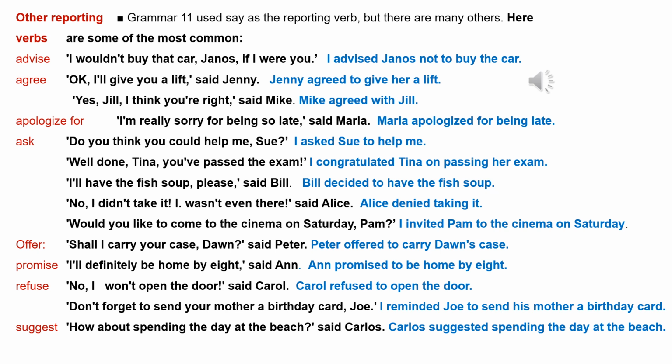Offer: "Shall I carry your case, Dawn?" said Peter. Peter offered to carry Dawn's case. Promise: "I'll definitely be home by 8," said Anne. Anne promised to be home by 8. Refuse: "No, I won't open the door," said Carol. Carol refused to open the door.